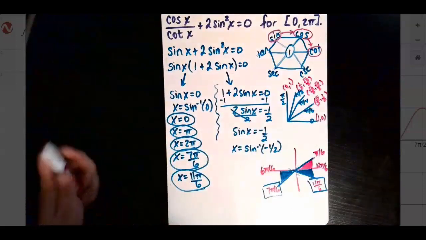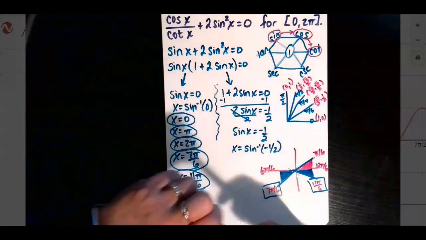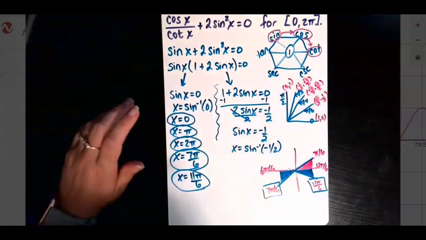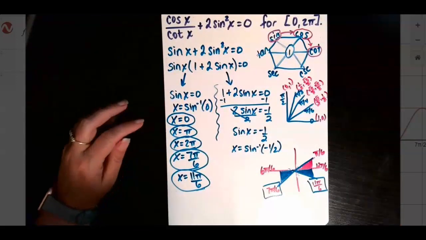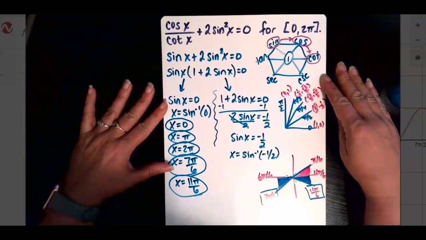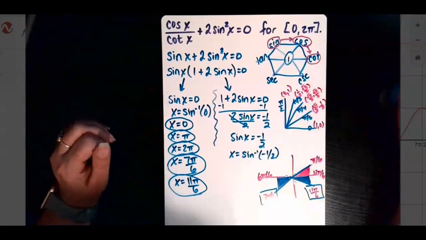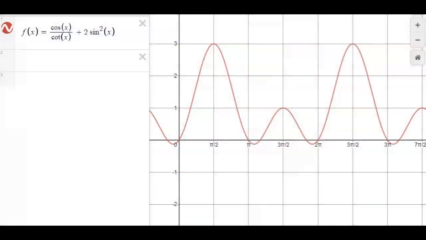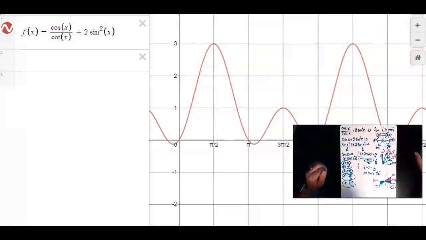If you've been following along with the earlier videos, most of these we've been checking on the graphing calculator. Just to mix it up a little bit, we're going to go ahead and check this one on the graph using Desmos. So let's switch over here. See if I can get that in the bottom corner there. I think so. Yeah, there we go.